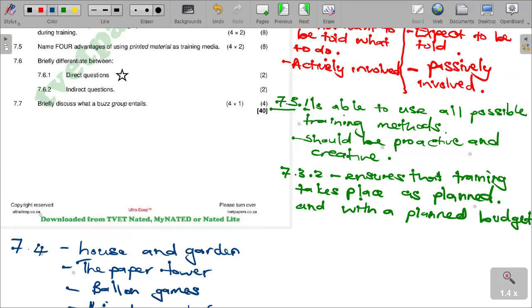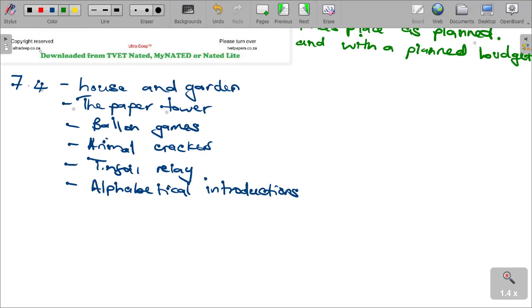Let's move on to 7.5. Name 4 advantages of using printed material as learning media. We're talking about printed material, like newspapers, magazines, etc. So what are the advantages of using those materials? They are cheap. Sometimes, for example, newspapers are free. They are portable, you can carry them, right? And also they are reliable. You can get them anywhere.